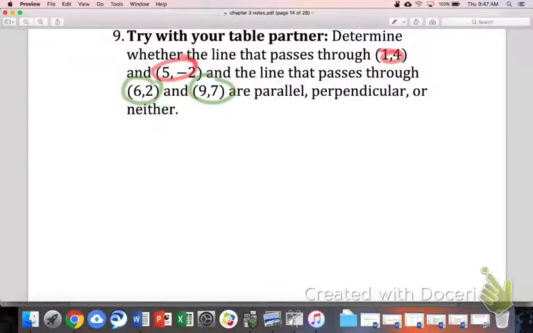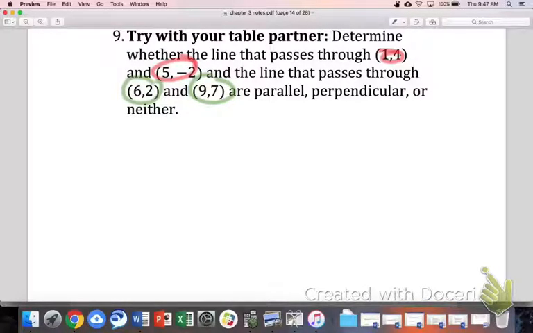And the question, well, what is the question? What are we supposed to figure out here? Are they parallel, perpendicular, or neither? Okay, so if we are trying to decide if they're parallel, perpendicular, or neither, what should we start to think about comparing? Slopes. Yeah, didn't we just say a second ago that parallel lines have equal slopes and perpendicular lines have opposite reciprocal slopes? So we need to compare the slopes.